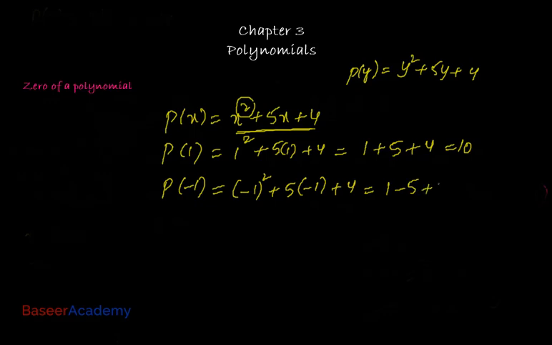5 ones are 5. 1 plus 4 is 5. 5 minus 5 is 0. Okay. So in place of x, if I substituted minus 1, I'm getting 0. Okay, that's fine. Let me go ahead and substitute one more number here.